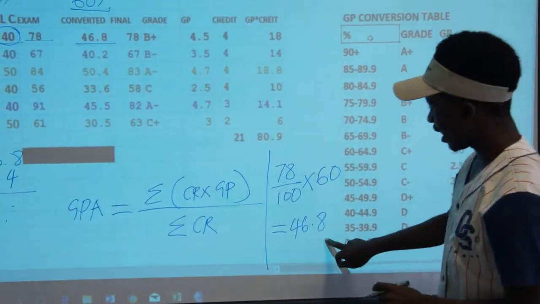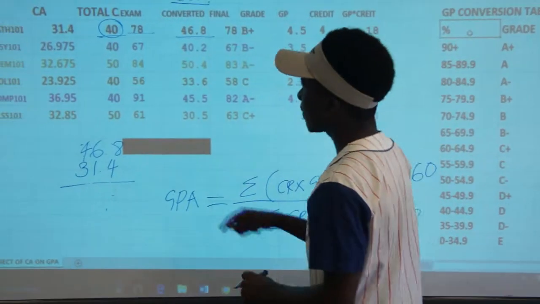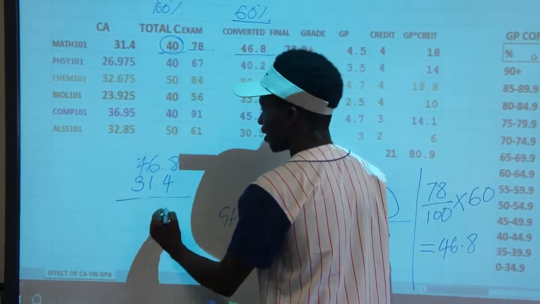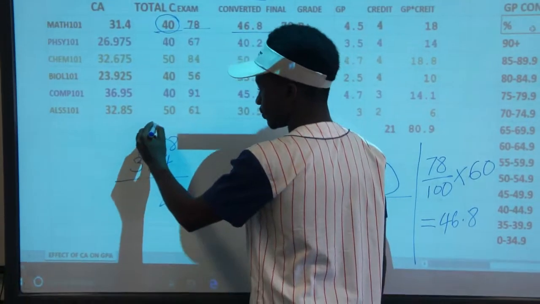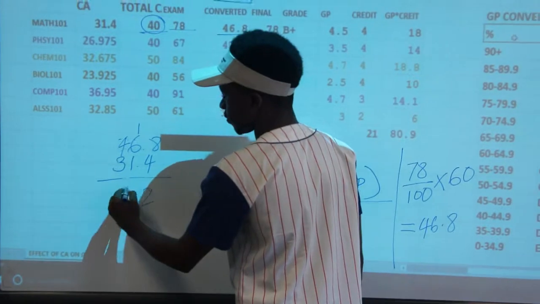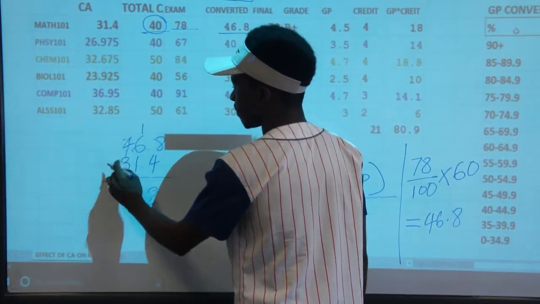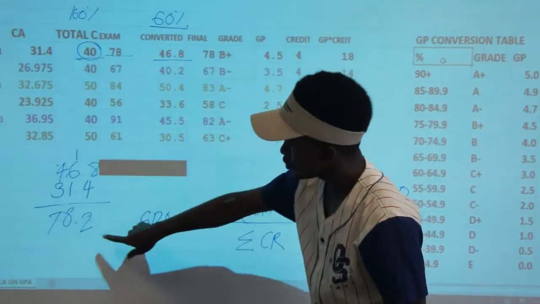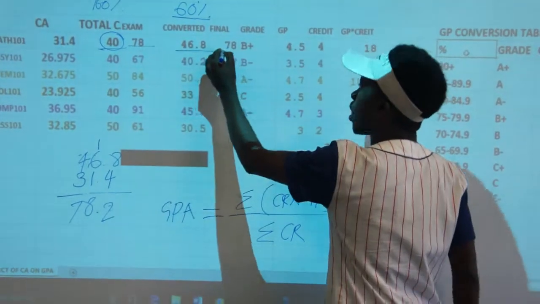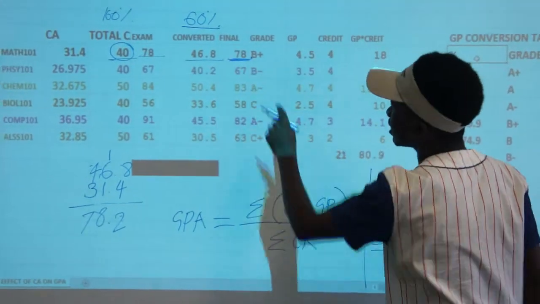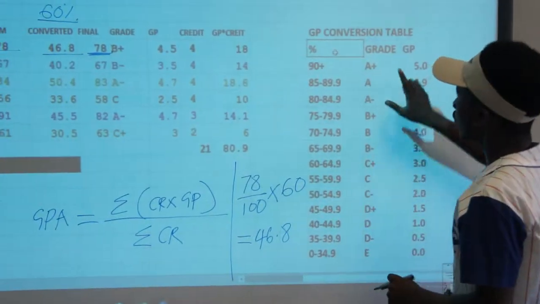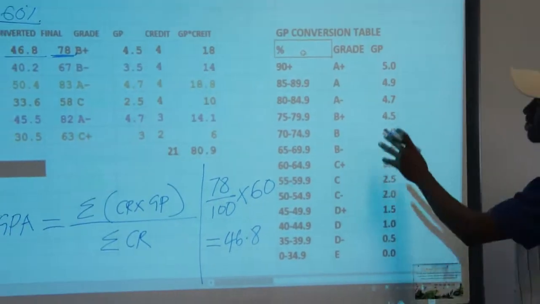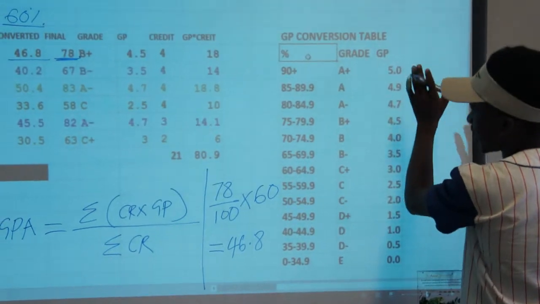And from 46.8, you're going to take that exam mark and add it to the CA mark, and it's going to give you 78.2. That means your final mark is going to be 78.2, and this is what you have obtained here. And based on this mark, you are going to use the GP conversion table to see where your marks are, what's your grade point.